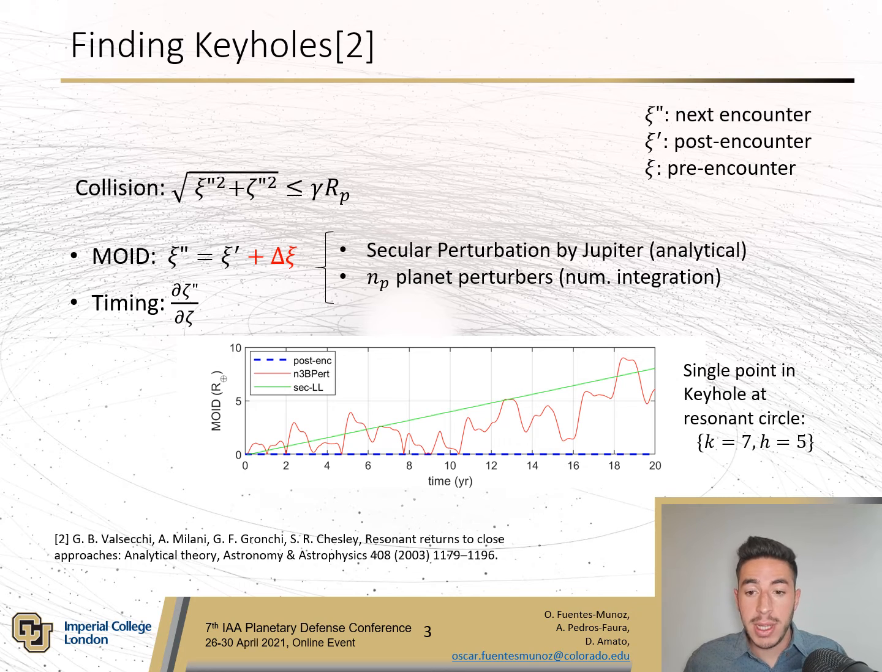This example is the propagation of the MOID in Earth radii during the next 20 years, starting from one particular point in a keyhole. What we see is that this variation of the MOID can have orders of magnitude similar or way larger than the radius of the planet, which means that it will cause a translation in the location of our keyholes.